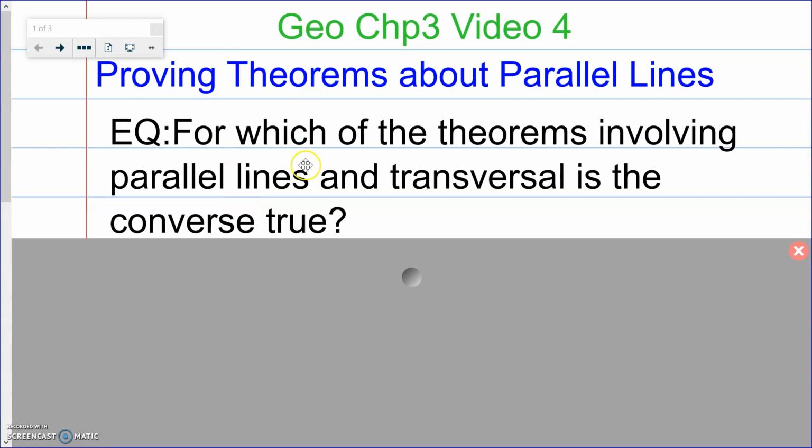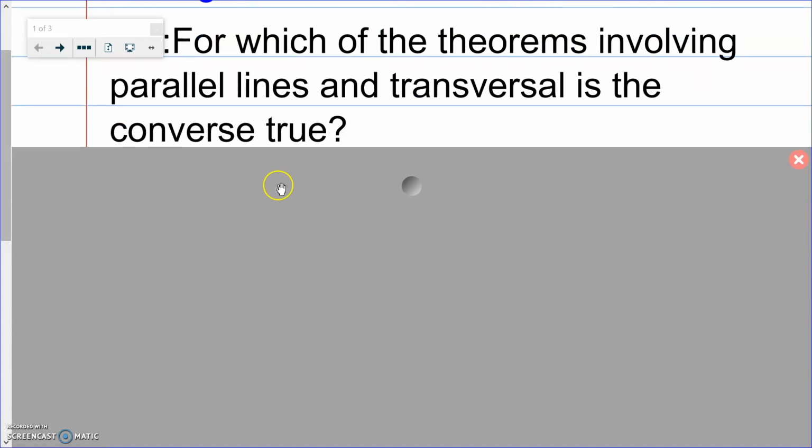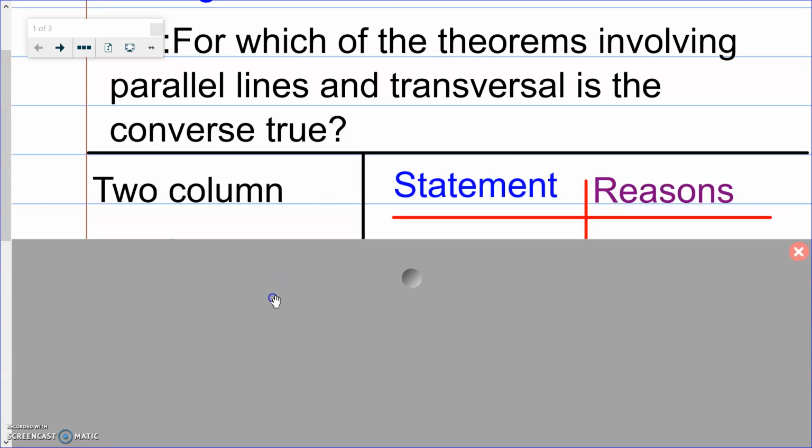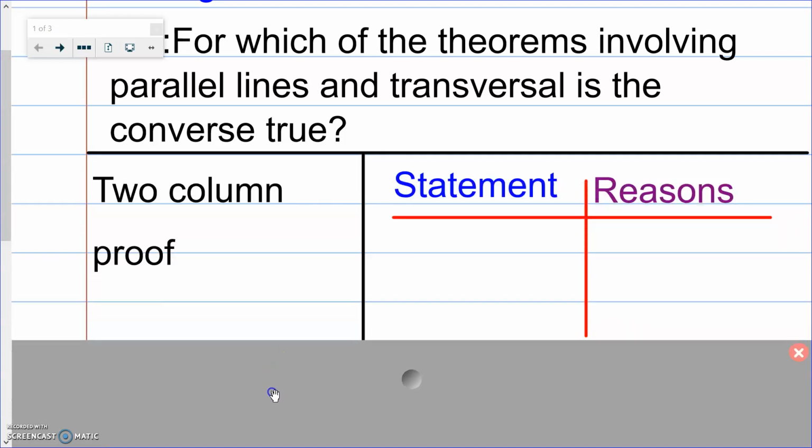Our essential question is: for which of the theorems involving parallel lines and the transversal is the converse true? We talked a little bit about this already, so we need to learn some new ideas or concepts.